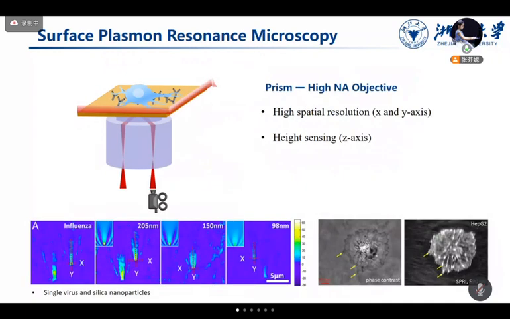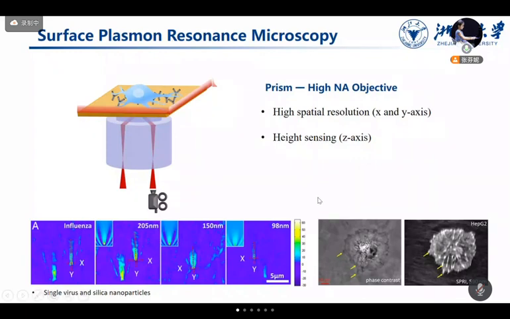And furthermore, when we try to further improve our spatial resolution in both X and Y, we replace the prism with high numerical aperture objectives, which allows us to use high angle illumination. So with this setup, we can resolve very small particles.